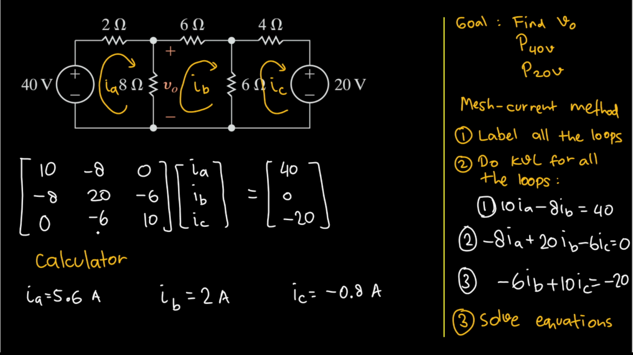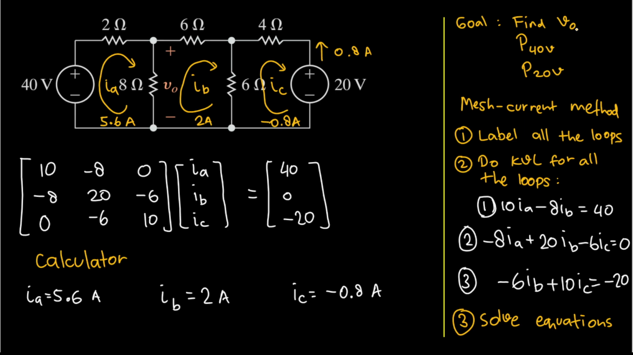So maybe let's label all the loop here with the respective value here. So this one will be 5.6 ampere. And then here we will have 2 ampere. And here we will have minus 0.8 ampere. However, that means that actually the current goes there, right? Because we have the minus sign. So this current here will be 0.8 ampere. Good.